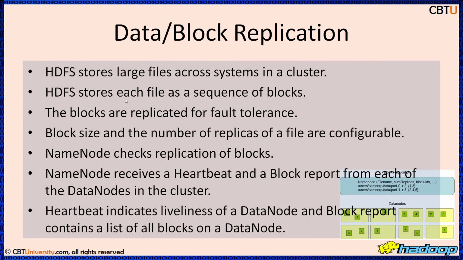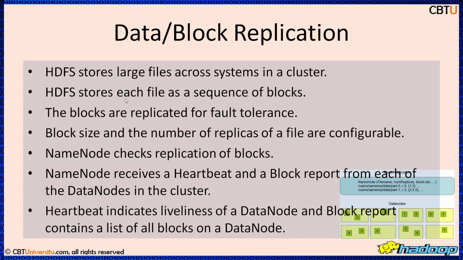This is about block replication. How does block replication happen? HDFS stores large files across systems in a cluster. HDFS stores each file as a sequence of blocks. The blocks are replicated for fault tolerance. Block size and the number of replicas of a file are configurable. The Namenode checks the replication of blocks.